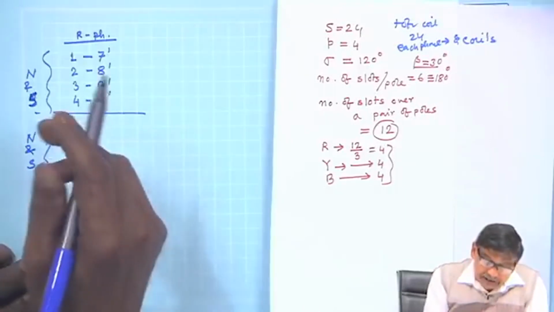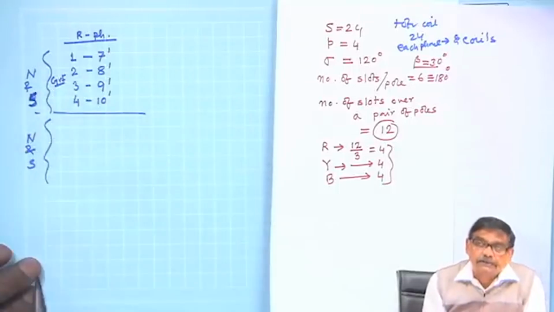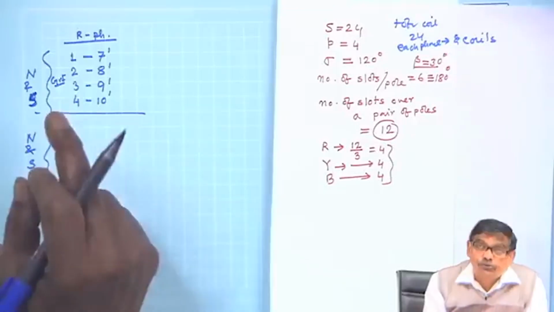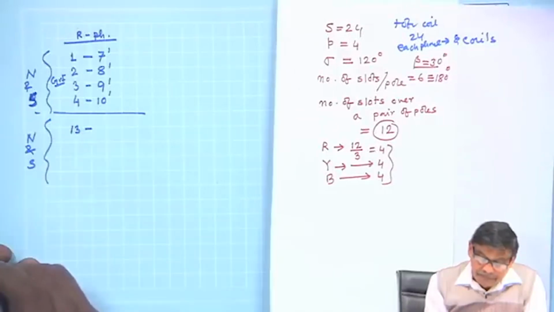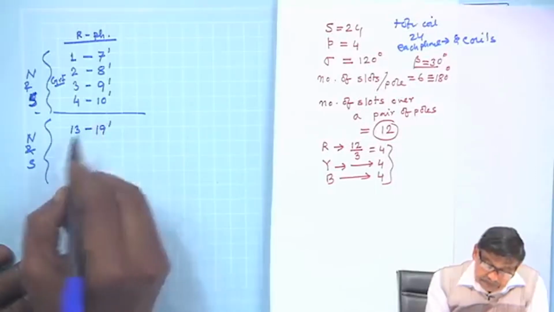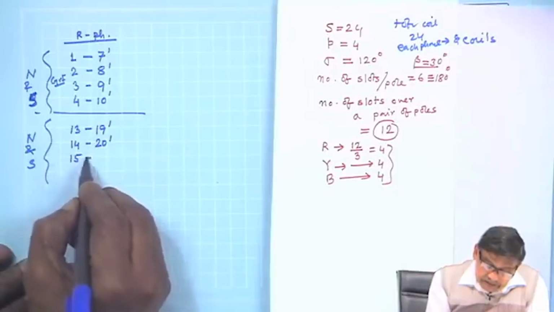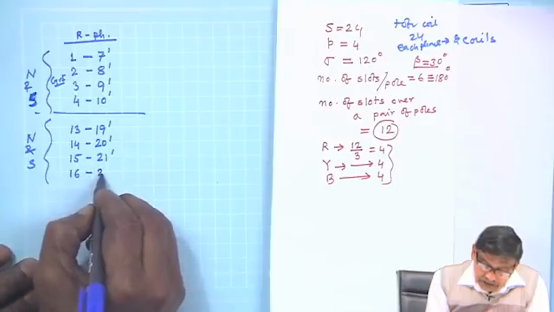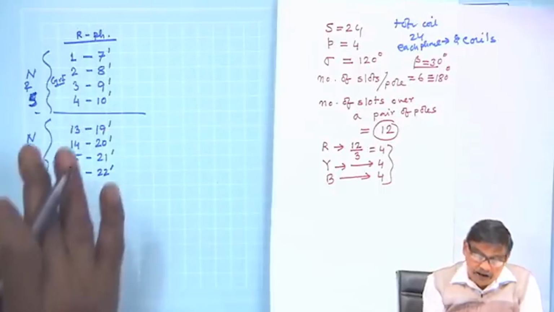Therefore, the start of this is group 1, phase group 1 of R phase. This point is important. So, it should start from 1 plus 12, 13, once again from this thing, 13 plus 6, 19 dashed, 14, 20 dashed, 15, 21 dashed, and 16, 22 dashed, and then all 8 coils are over for R phase.